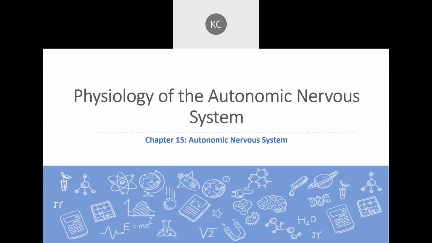All right, welcome back. So in this part, what we're going to do is start talking about some of the physiology of the autonomic nervous system, and then we're going to get into looking at some of the receptors and neurotransmitters that are involved with both sympathetic and parasympathetic, right?